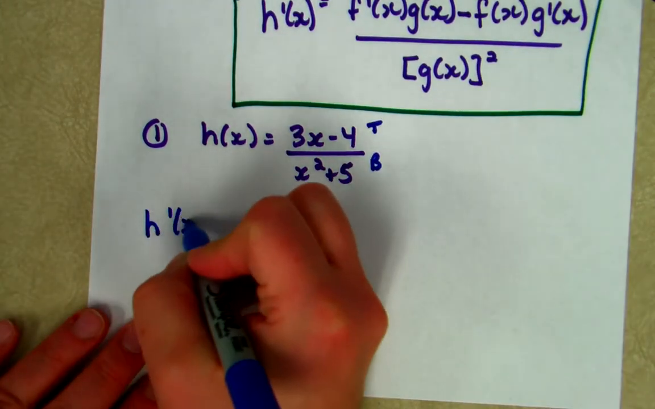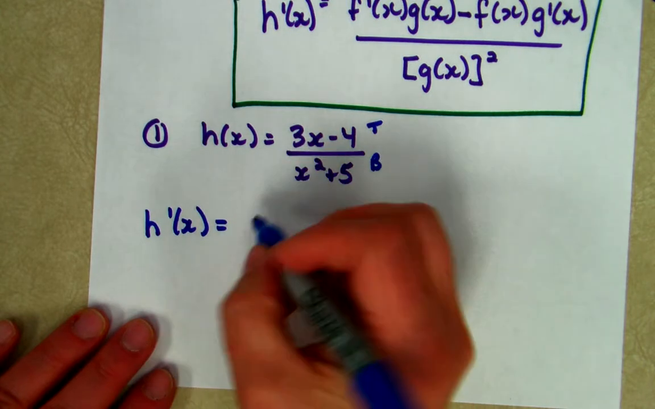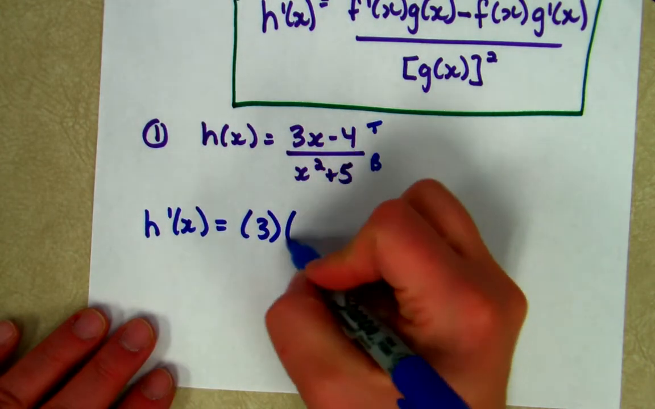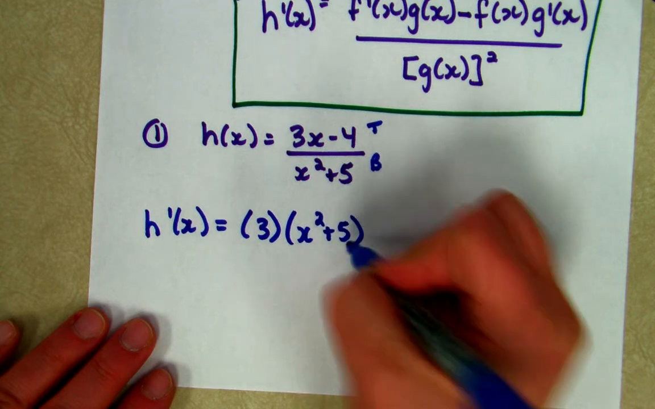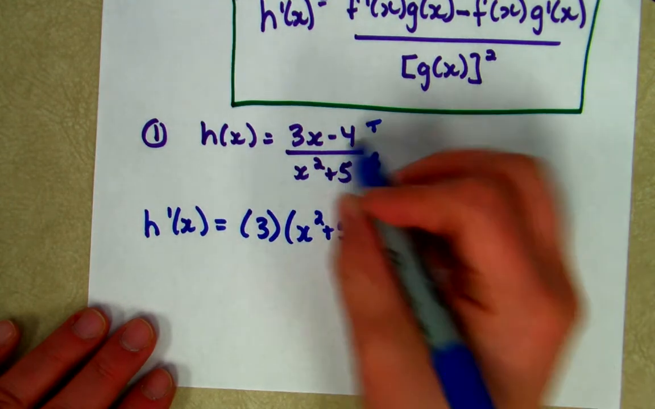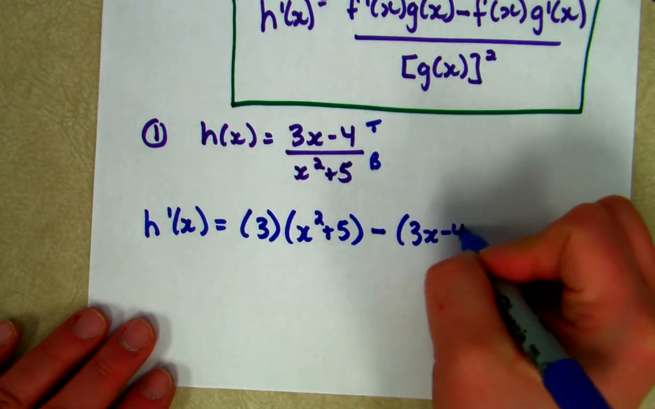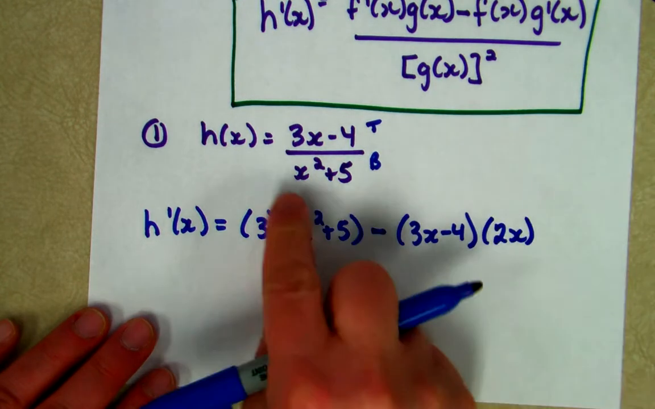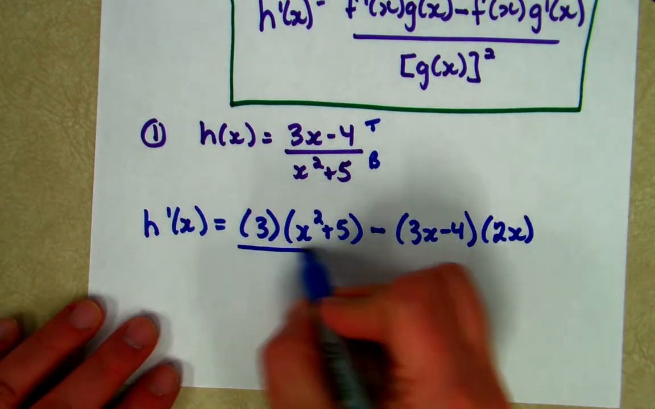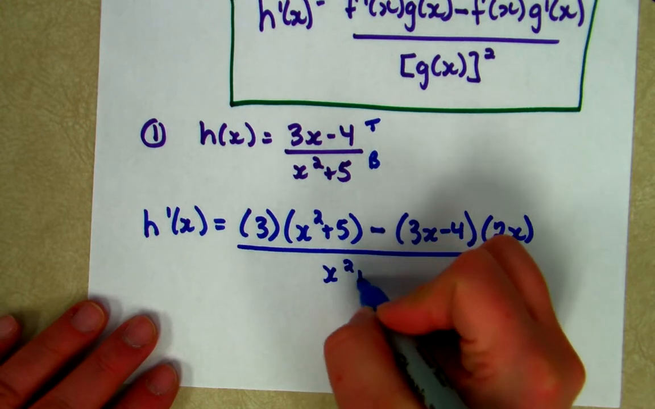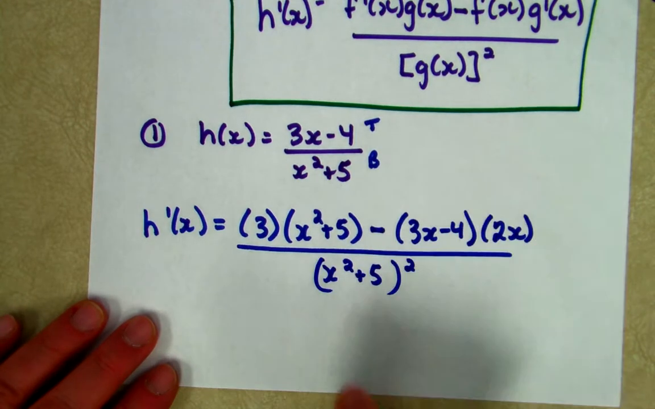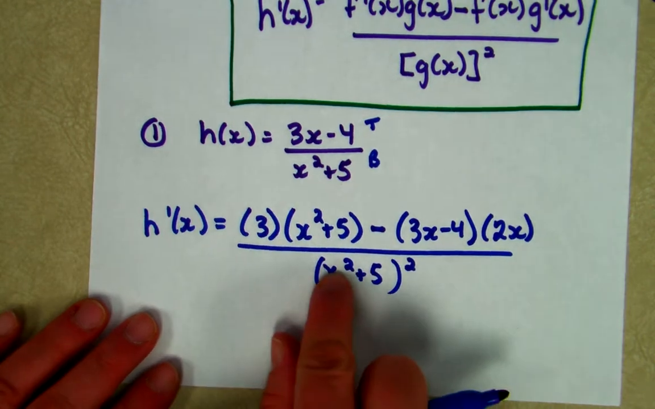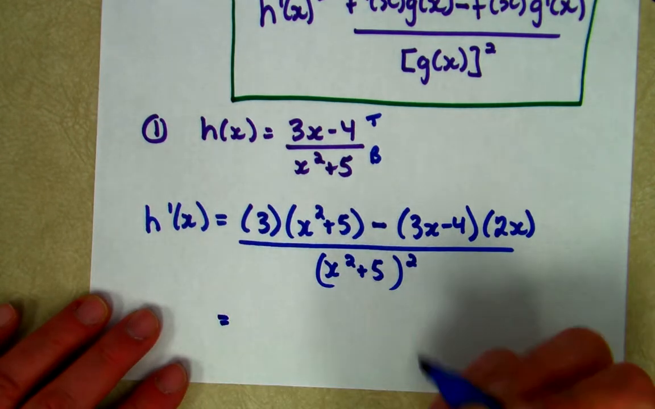So now h prime of x is the derivative of the top, which is just 3, times the bottom, x squared plus 5, minus the top, 3x minus 4, times the derivative of the bottom, 2x, all over the bottom squared. Very rarely do we ever do anything with the bottom. The only thing we're going to do with this is FOIL and collect like terms.